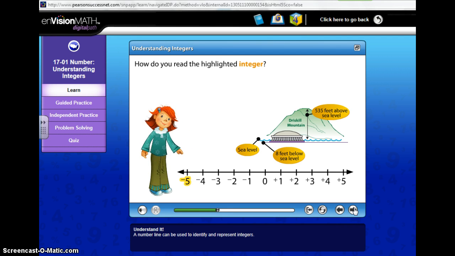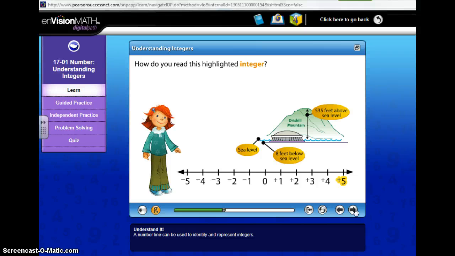How would you read the highlighted integer? How would you say that? Caden? We would say negative 5, not minus 5 or subtract 5. We call it negative 5. How about the next highlighted integer? Natasha. Positive 5, you're correct.